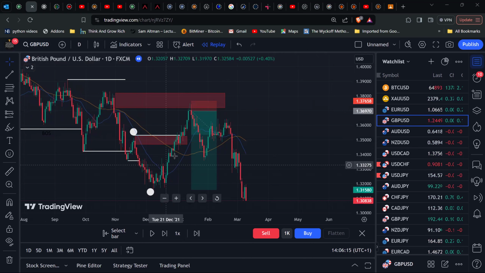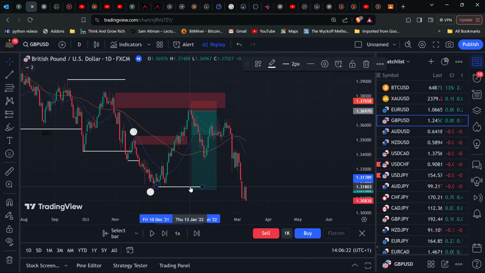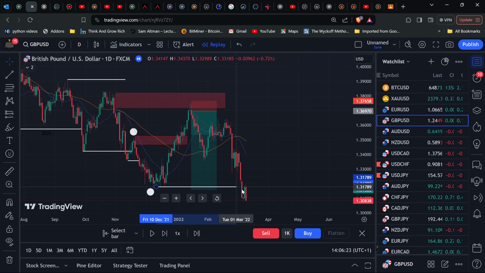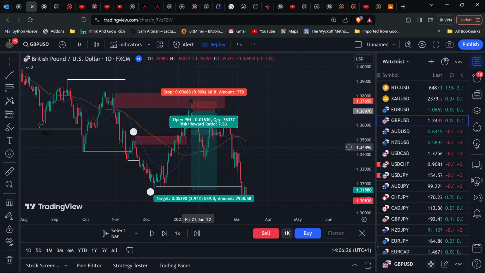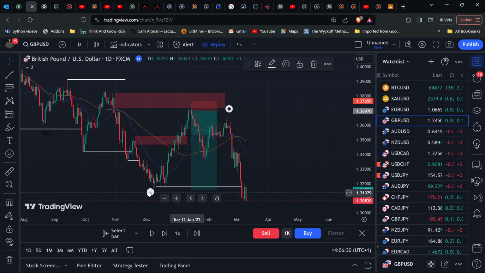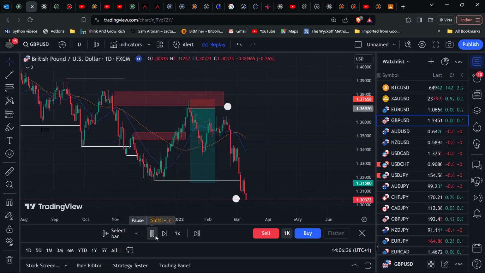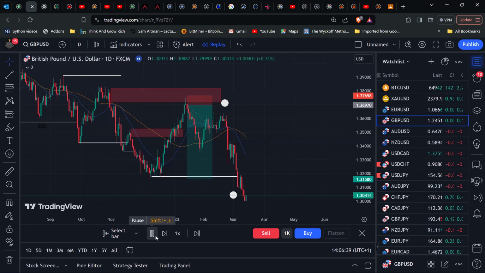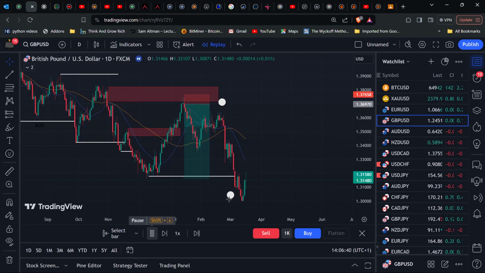Price has now made a new break of structure to the downside. It broke back down, and this is now our new low. So this is our high, and wherever this forms would be our low. Let's see where the low actually forms, and if it's still going down. And yes, this is now our low.